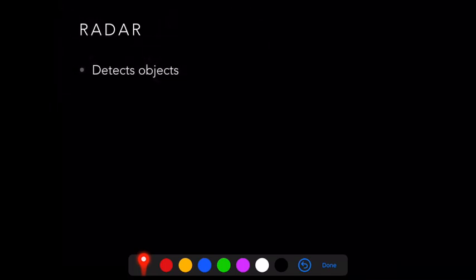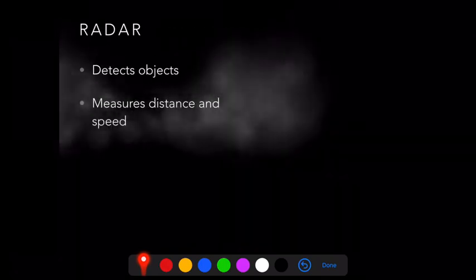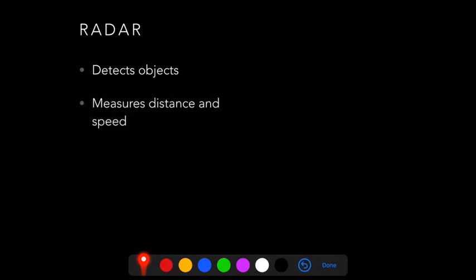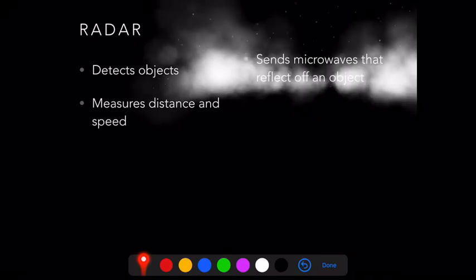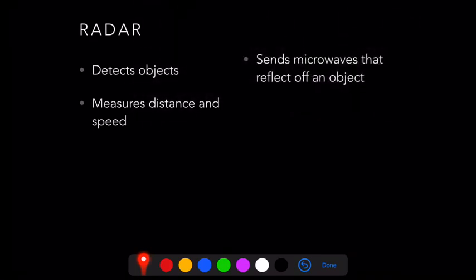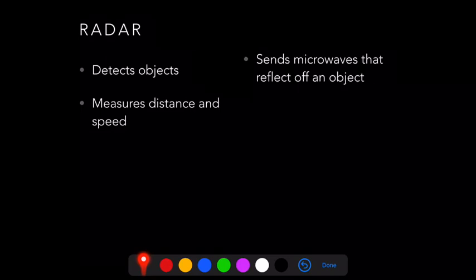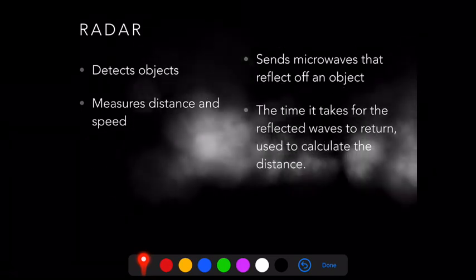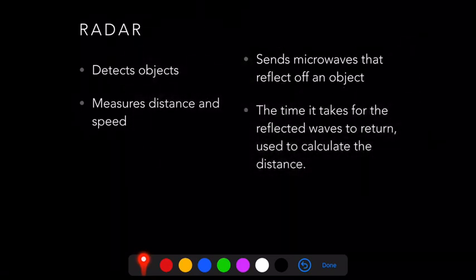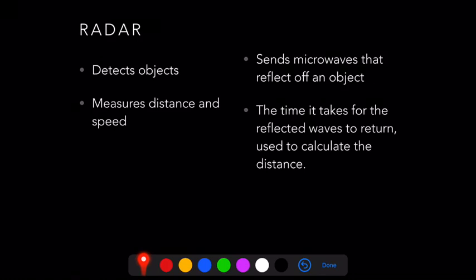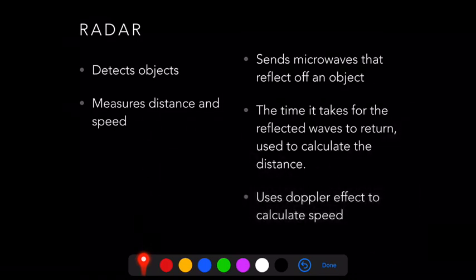Have you seen them, for example, police officers checking how fast a car is moving and then giving you a ticket? They measure the distance and the speed of an object, in this case cars, and they send microwaves that reflect off an object, and so the time it takes for the reflected waves to return is used to calculate the distance. And they use the Doppler effect.